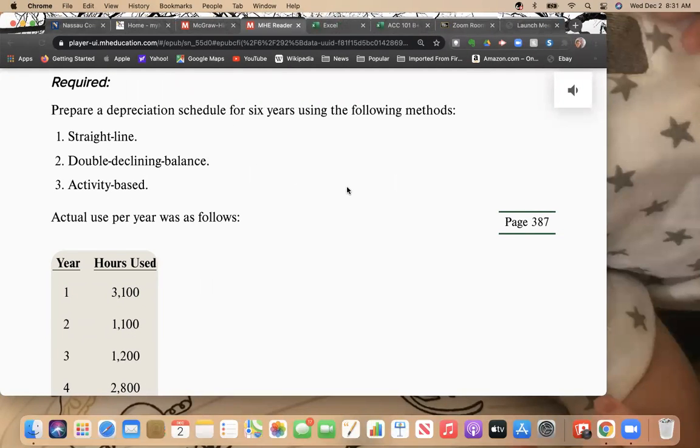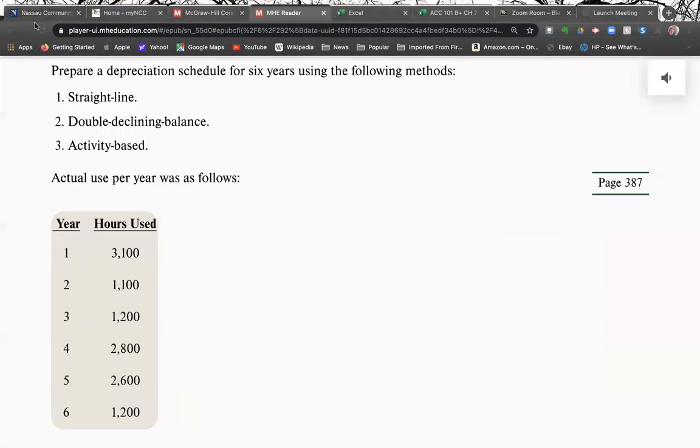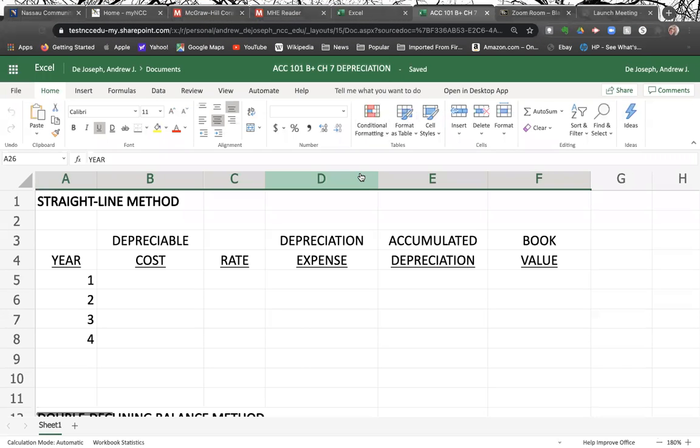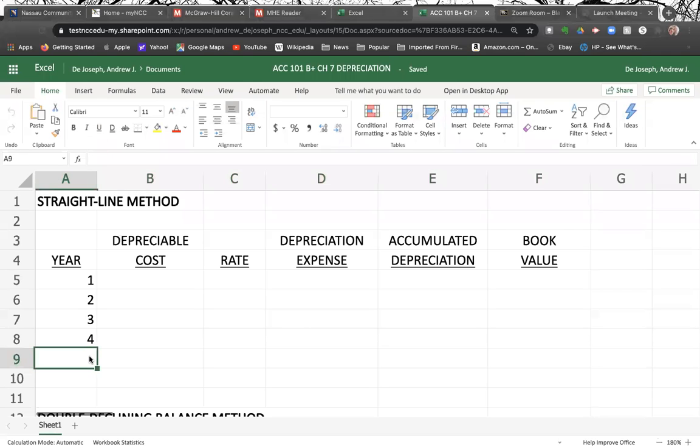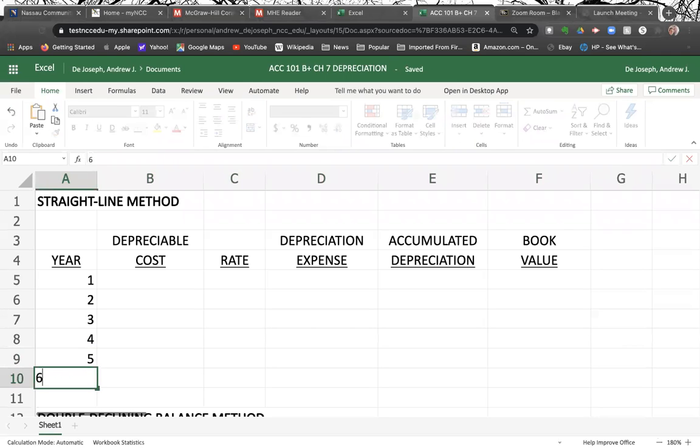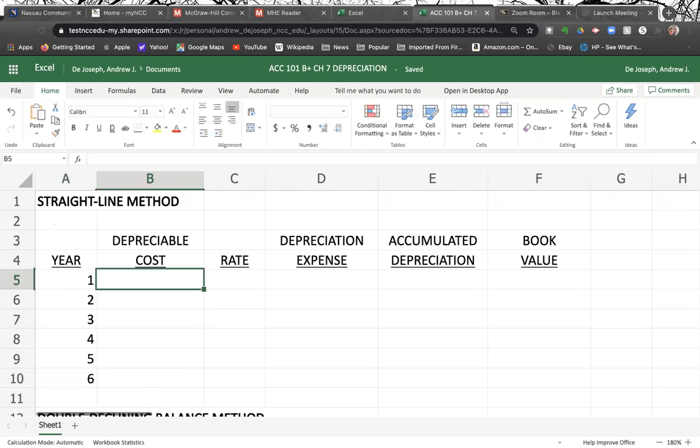Okay, so let's see if we can do that. So this is 6 years. What's the depreciable cost? It's the original cost, which was 270, minus the residual, which is 24, is 246.